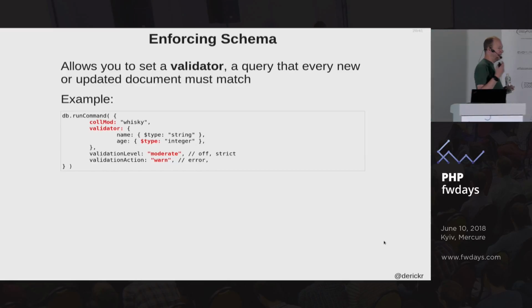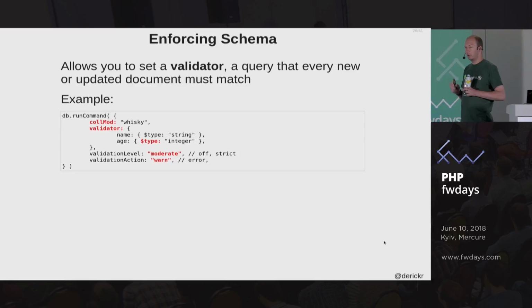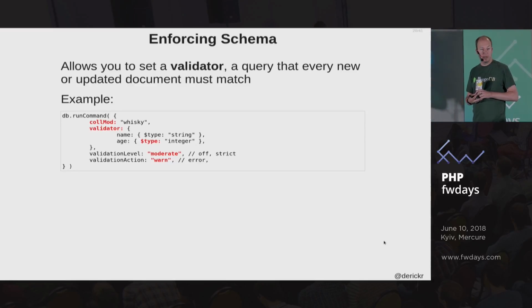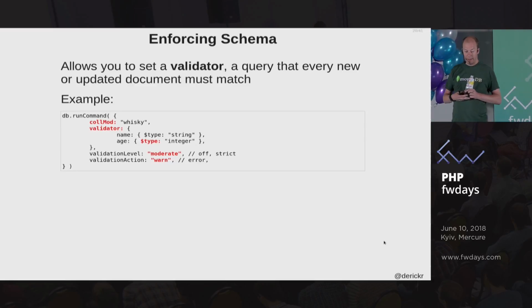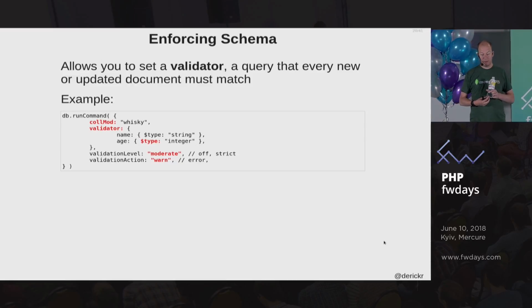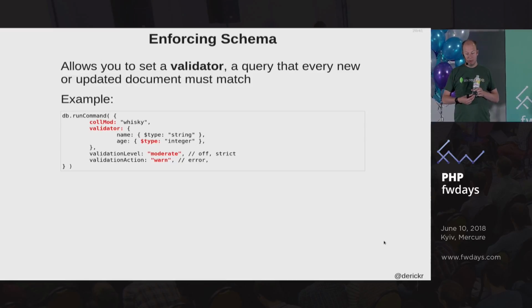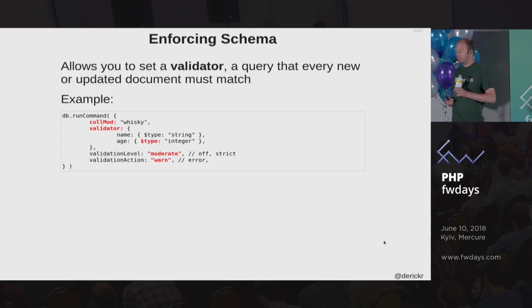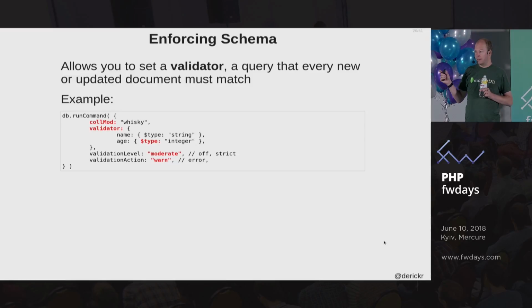Now, I've mentioned that it isn't necessarily necessary to create a schema up front, but if you want to enforce a schema, that is something you can do, however. There's two different ways of doing that. There's this very simple way where you attach a validator to a collection. This is an example of what you would use on the MongoDB shell. So we are modifying the collection whiskey and we're adding a validator here.